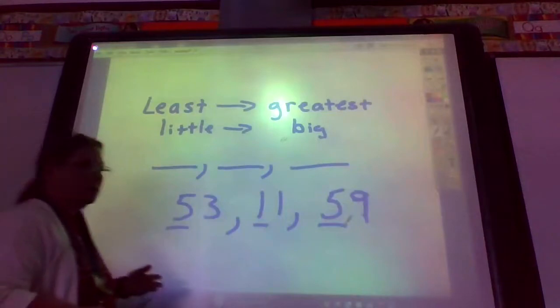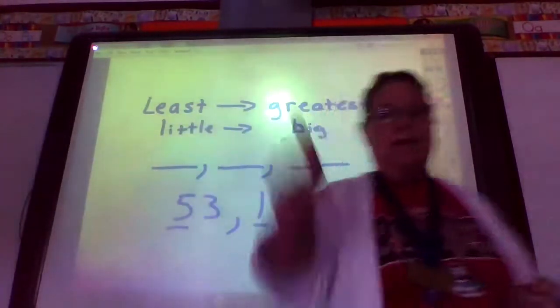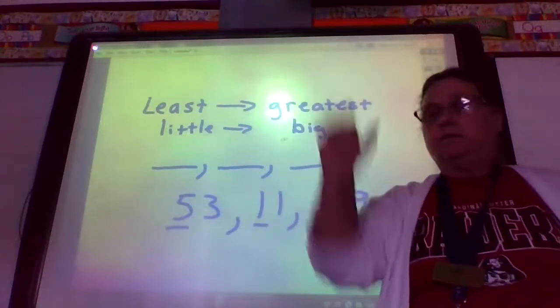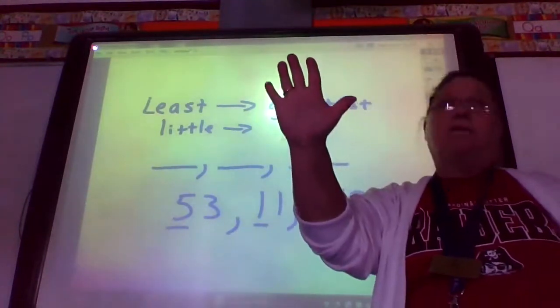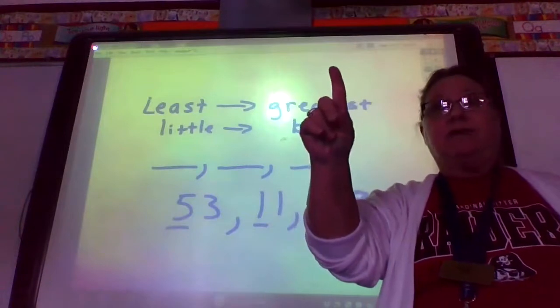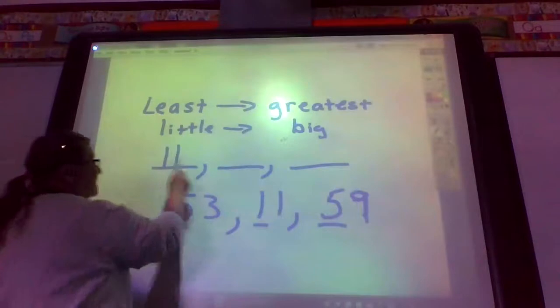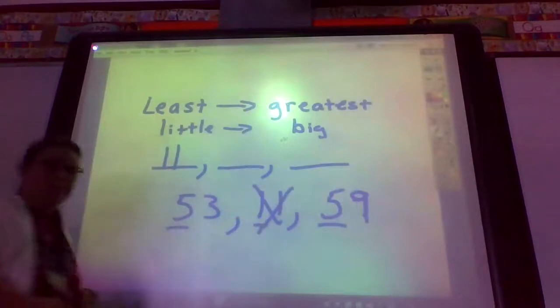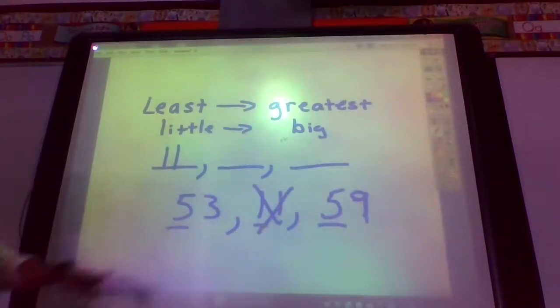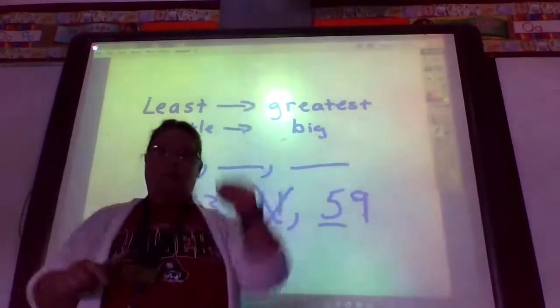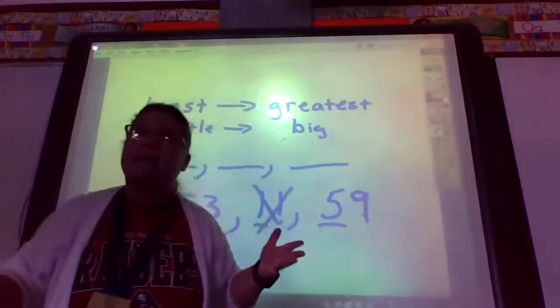5, 11, 5. Which is the smallest? I have a 1, I have a 5, and I have another 5. Well, if I hold up a 1, I only have 1 finger, so that's the smallest. 11 would be my least number, my smallest number. Now I have a 5 and a 5. They're the same.